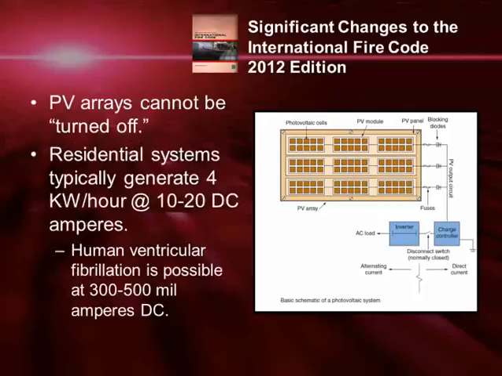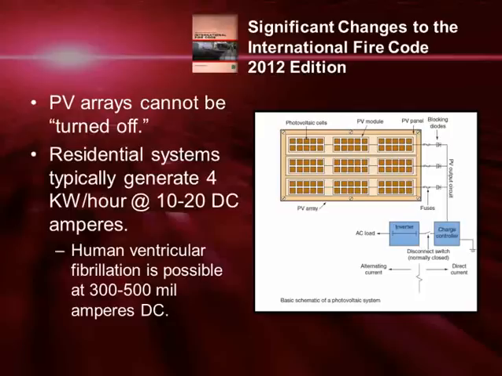PV arrays cannot be turned off. The only way that power can be turned off is they literally have to be disconnected at the module or at the panel. A disconnect is required by the electrical code and is now required by Section 605.11, but all that disconnect does is isolate the PV module and panel from the charge controller and the AC and DC converter. These systems, when installed on 1 and 2 family dwellings, can generate around 4 to 5 kilowatts per hour at 10 to 20 amps direct current.